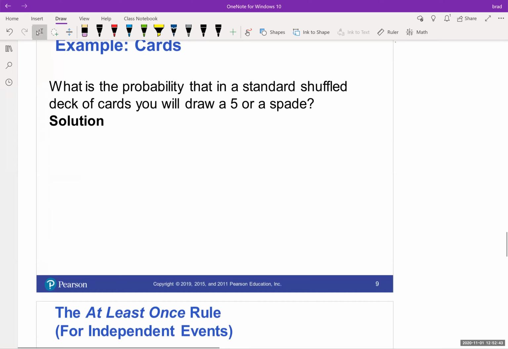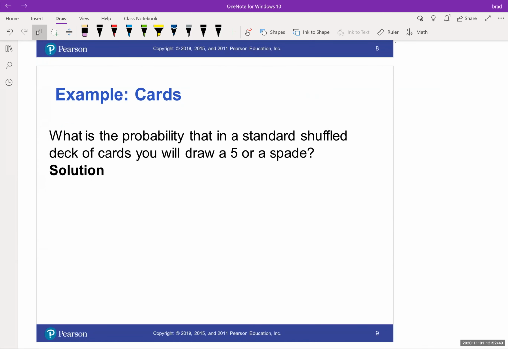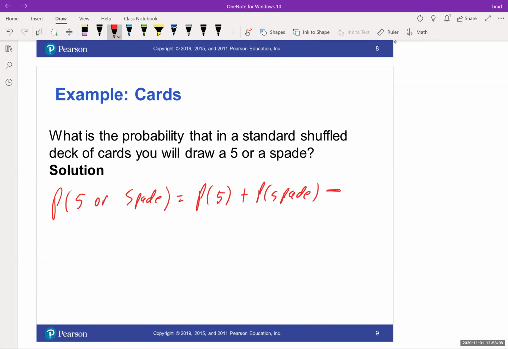So let's look at this problem. Let me see how much we have left. Oh, we're almost done, okay. So what is the probability that in a standard shuffled deck of cards, you will draw a 5 or a spade? So probability of 5 or a spade. Okay, so what we're going to do is say probability of a 5 plus the probability of a spade minus, now are there some 5s that are also spades? Yes, there is. So that means I counted it here and I counted it here. That same 5 can't be counted in both of them. So I say, okay, fine, I counted it twice. I'm going to subtract off one of them. Probability of a 5 and a spade.